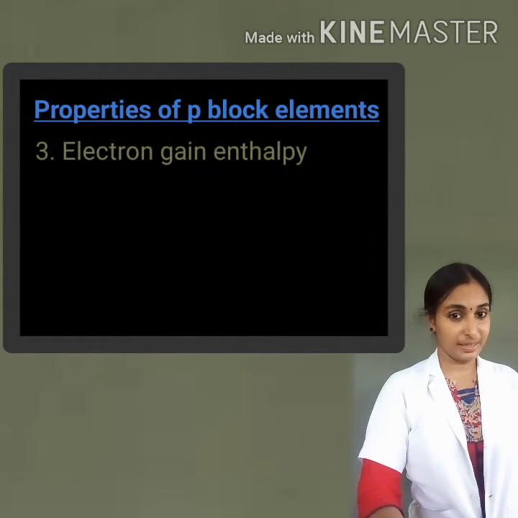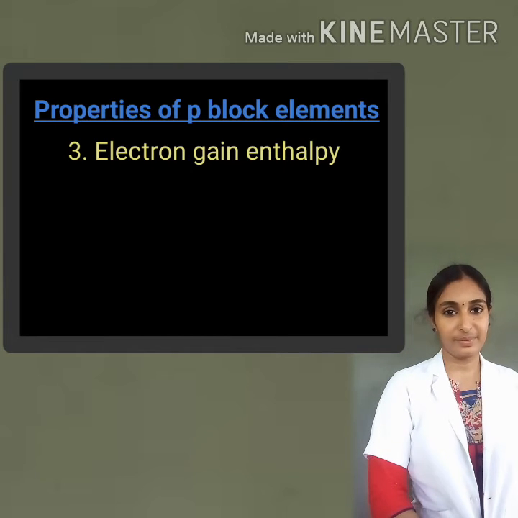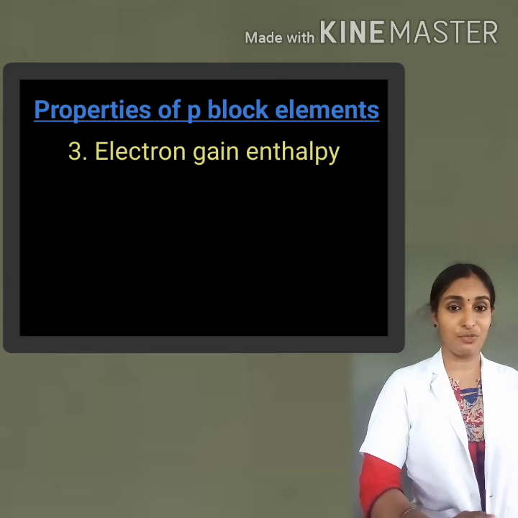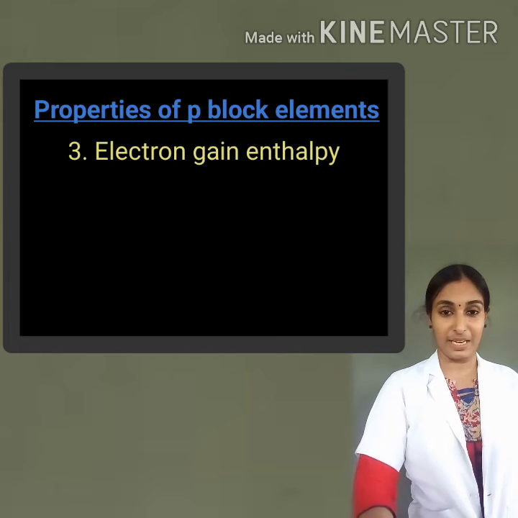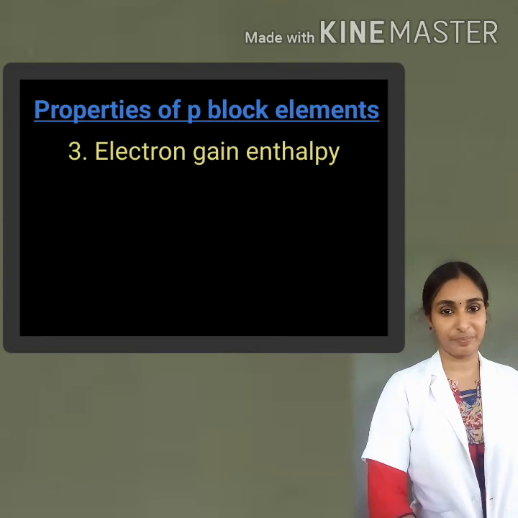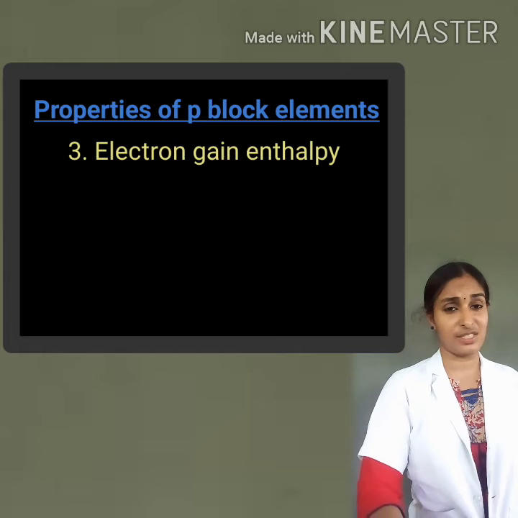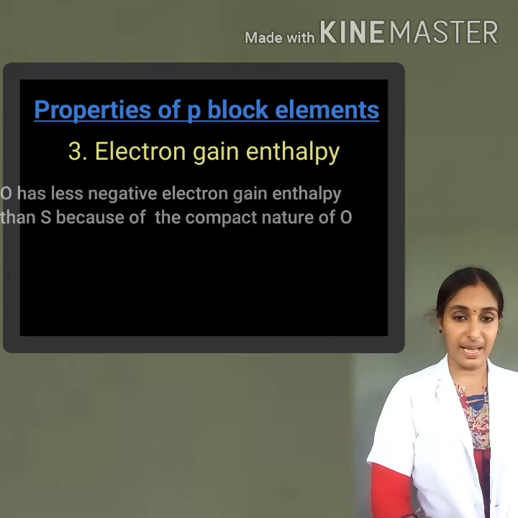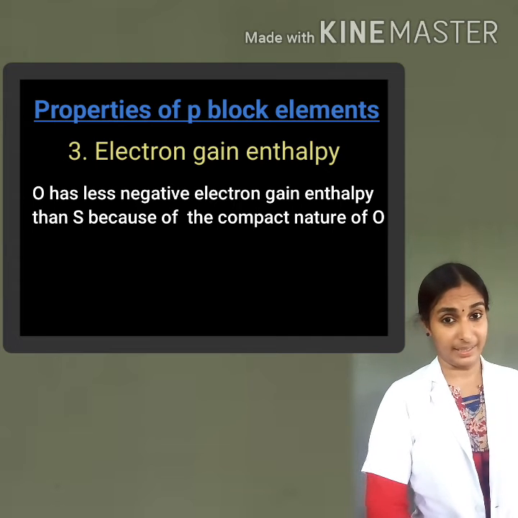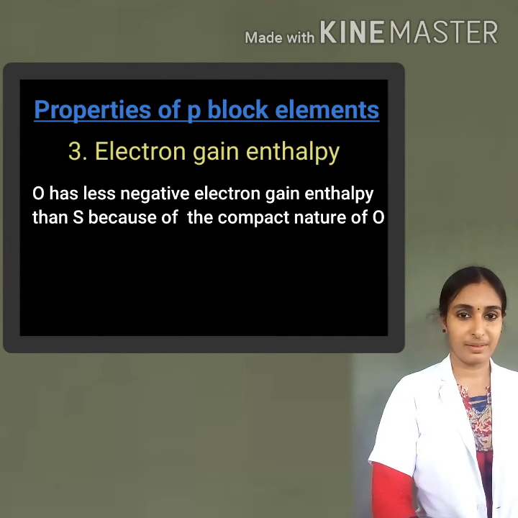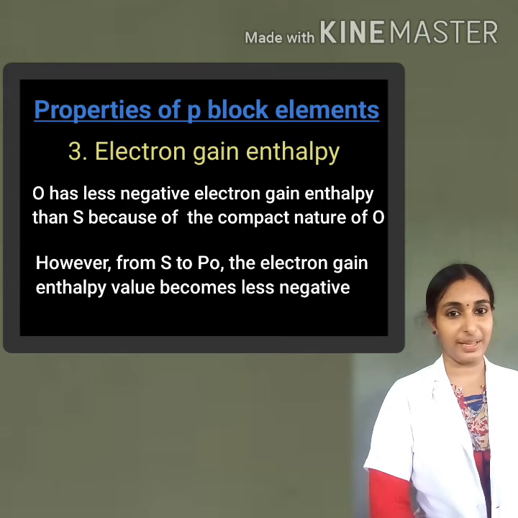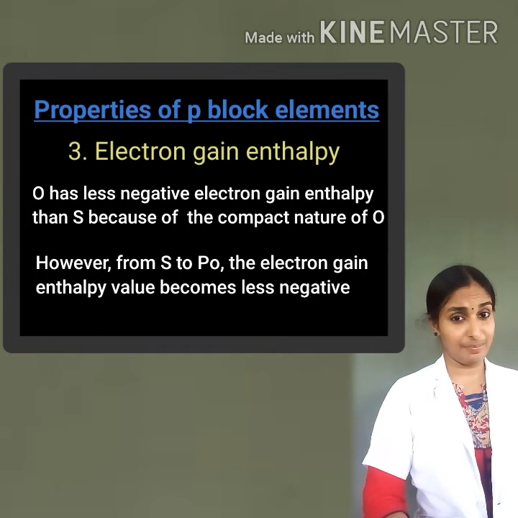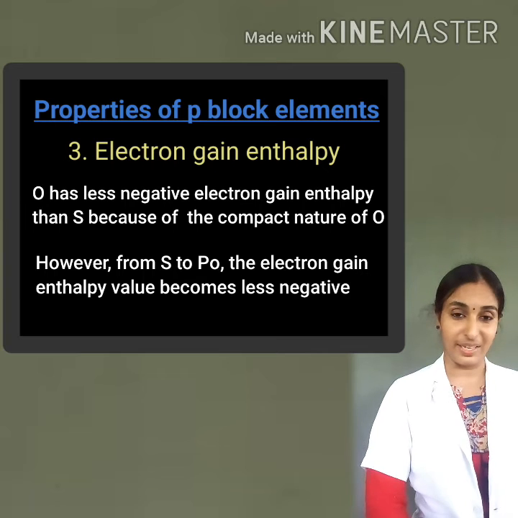What about electron gain enthalpy? The general trend of variation of electron gain enthalpy is a decrease from top to down. That means electron gain enthalpy should become less negative from top to down. Here there is an exception in the 16th group. Oxygen has less negative electron gain enthalpy compared to sulfur. This is due to the compact nature of oxygen. But from sulfur to polonium, the electron gain enthalpy value is becoming less negative.